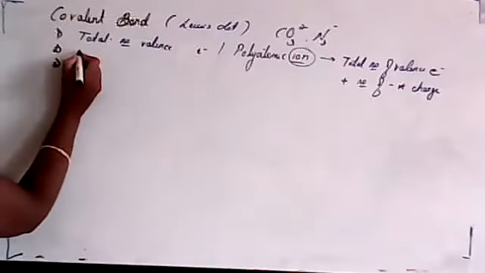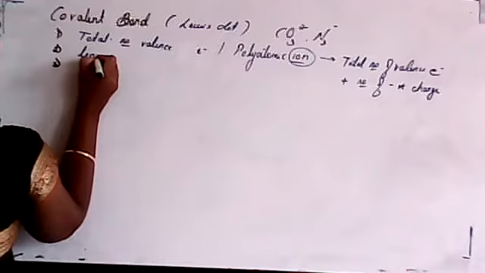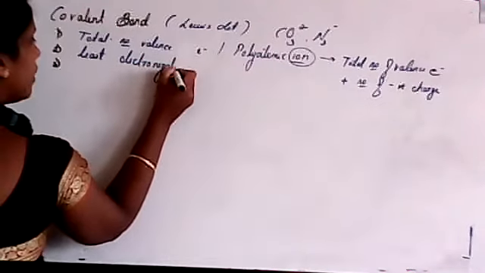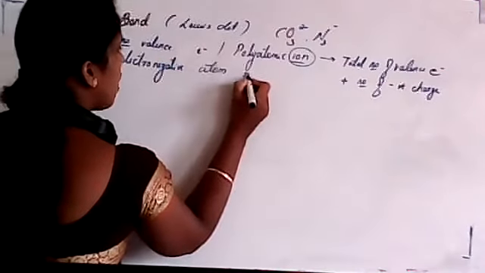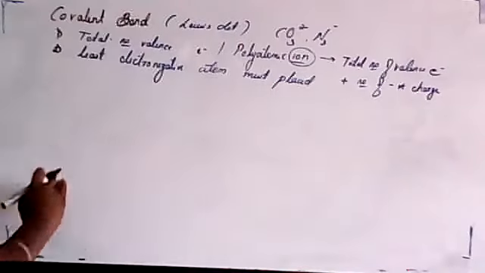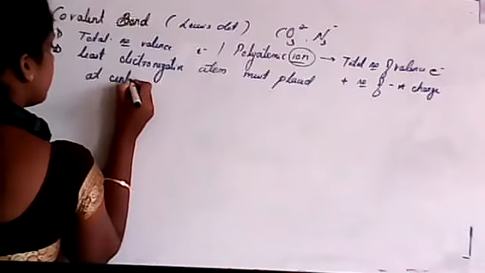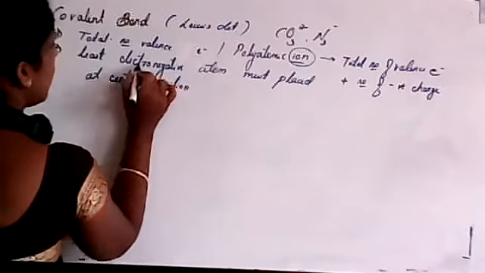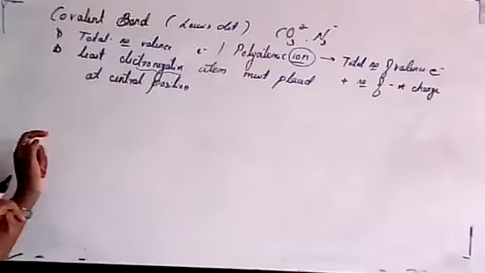Second step, in general, the least electronegative atom must be placed at the central position. Very important. Second step. So the least electronegative atom must be placed at the central position.